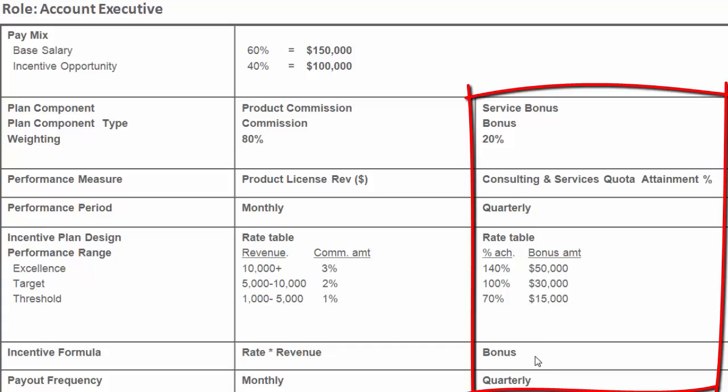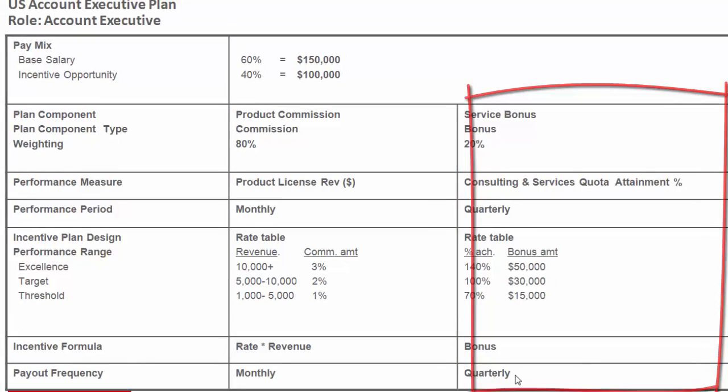And this is a bonus component. The calculation for this formula is just whatever the rate is, wherever we fall within the spectrum, we pay that flat amount. And the payout cadence is quarterly.